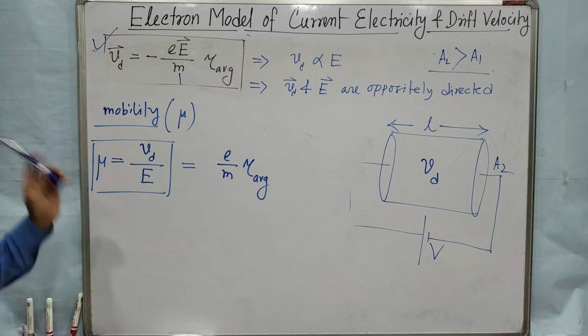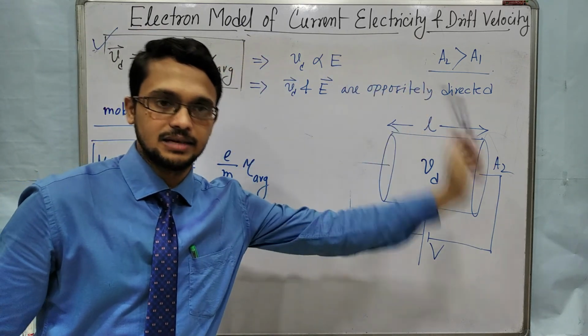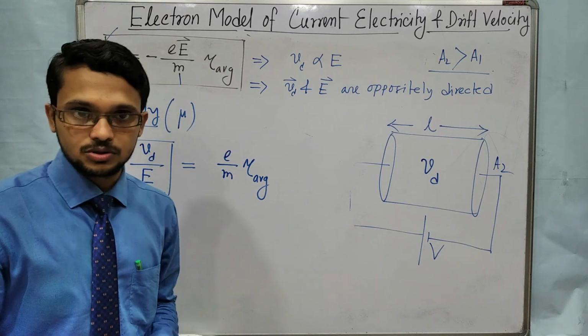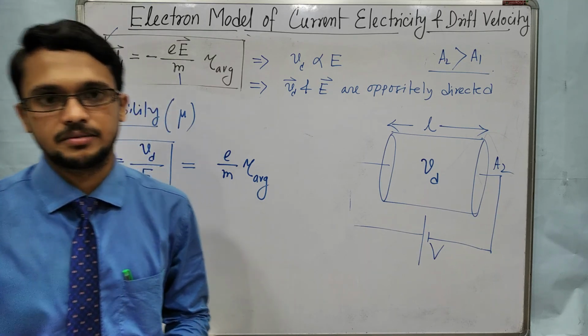So this is our topic: current electricity, the electron model of current electricity, and drift velocity. In the next lecture we will see Ohm's law from drift velocity.